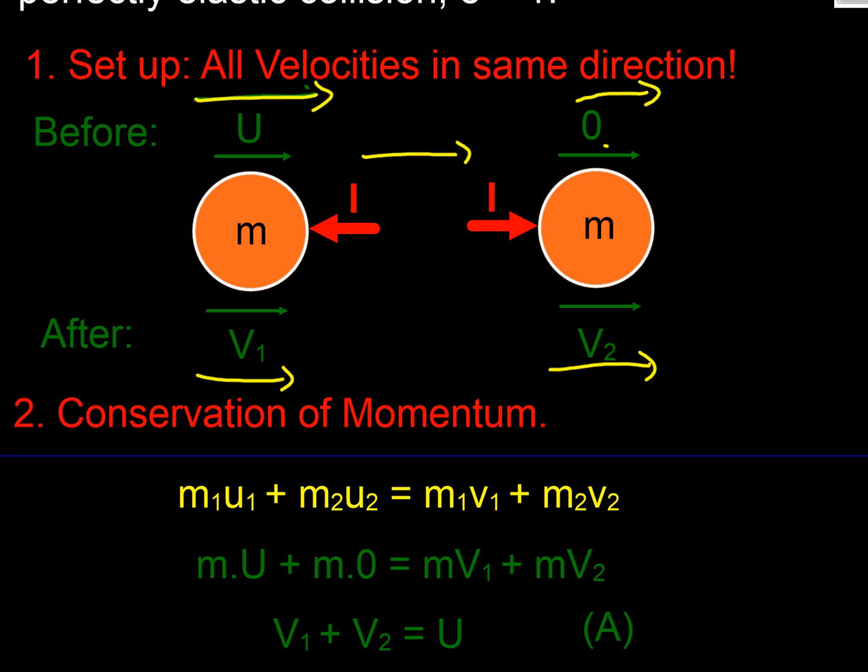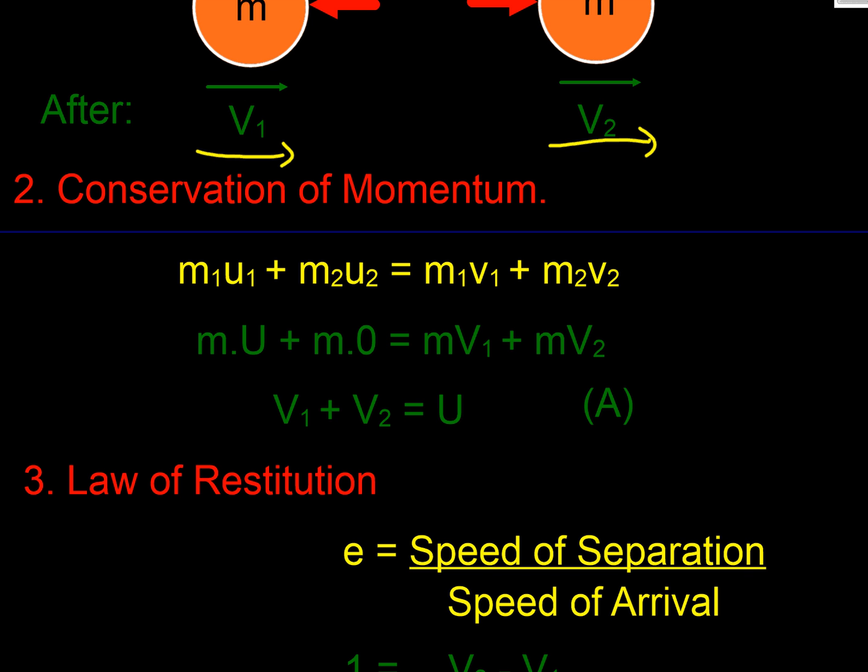So as we saw earlier, we're going to have conservation of momentum. So on the left hand side, when I start substituting in values, the left ball's got momentum mu, and the right hand ball has no momentum, it's m times 0. And afterwards I've got mv1 plus mv2.